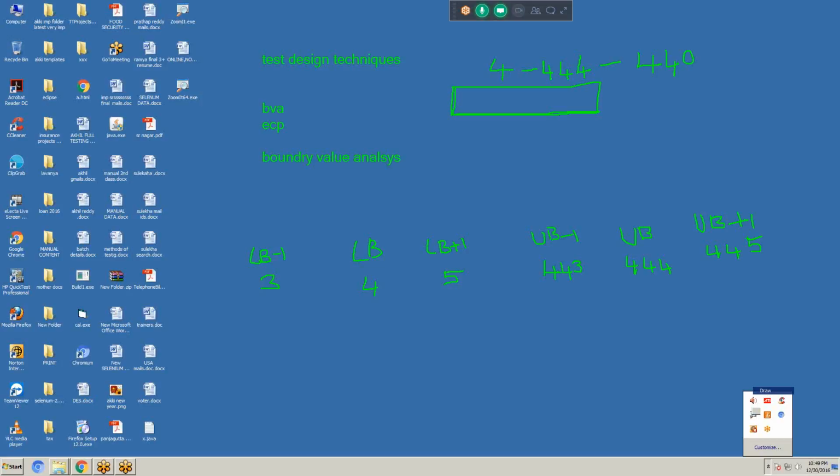So that's why it is called boundary value analysis. We are concentrating only on boundaries. So that's the reason it is a boundary value analysis.